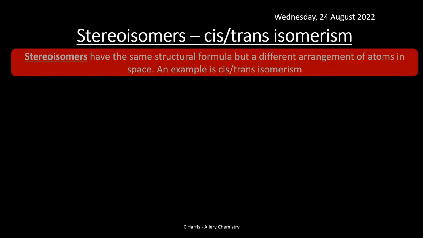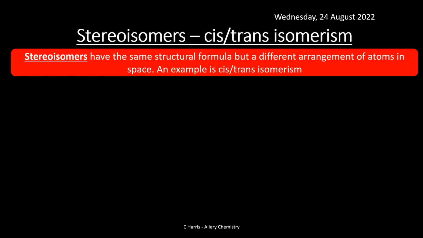Okay, so let's have a look at some other types of isomers, and these are called stereoisomers. Not the same type of thing you listen to music on. These are also known as cis or trans isomerism. Stereoisomers have the same structural formula, but they have a different arrangement of atoms in space. This is what we mean by a stereoisomer.